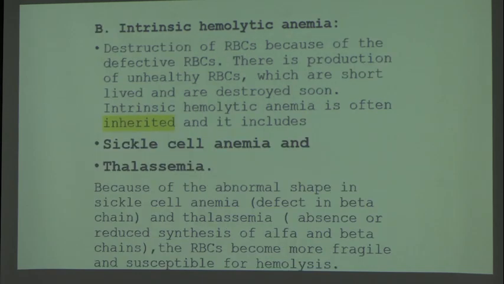The intrinsic hemolytic anemia, see here, is destruction of RBC because of defective RBC. Defects mean unhealthy RBC which are short-lived and destroyed soon. And what are these? Two varieties are there. Sickle cell anemia. In our last class we discussed sickle cell anemia. What happens in sickle cell anemia? Can anybody tell?